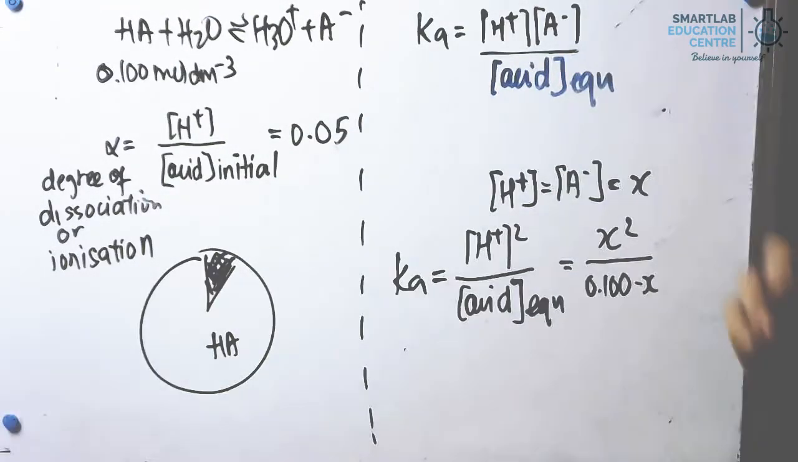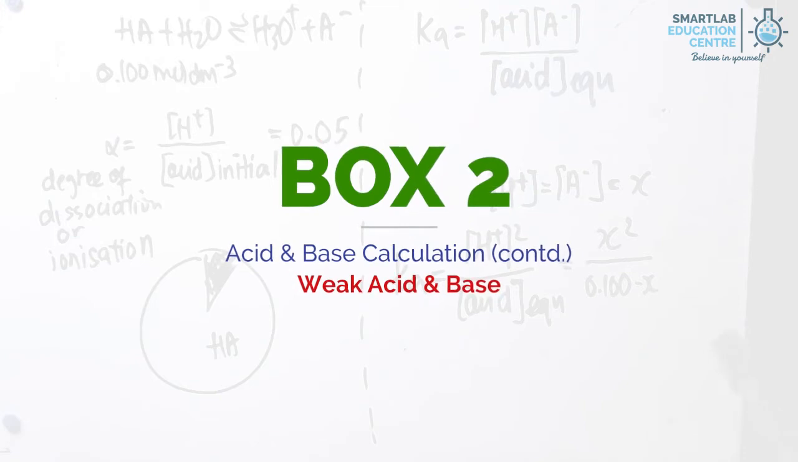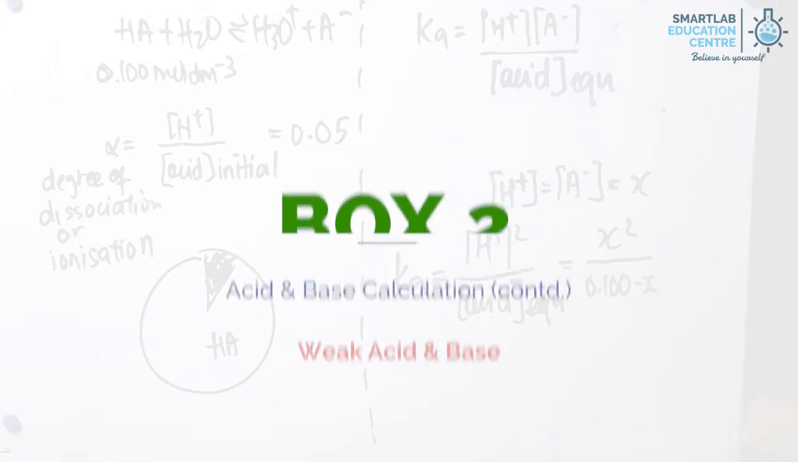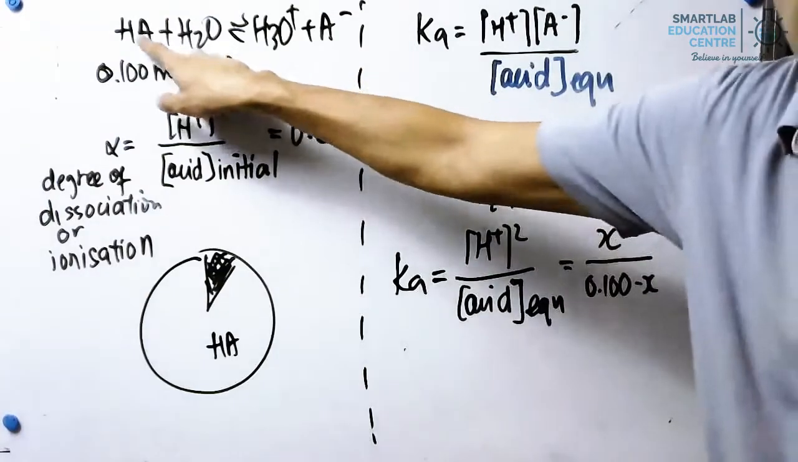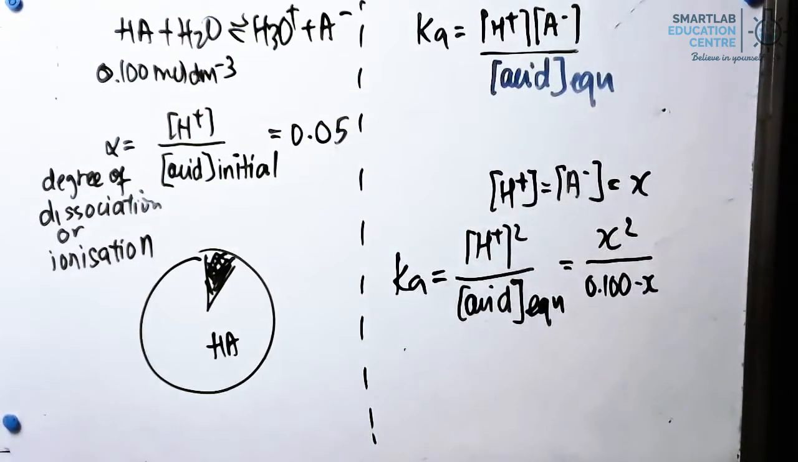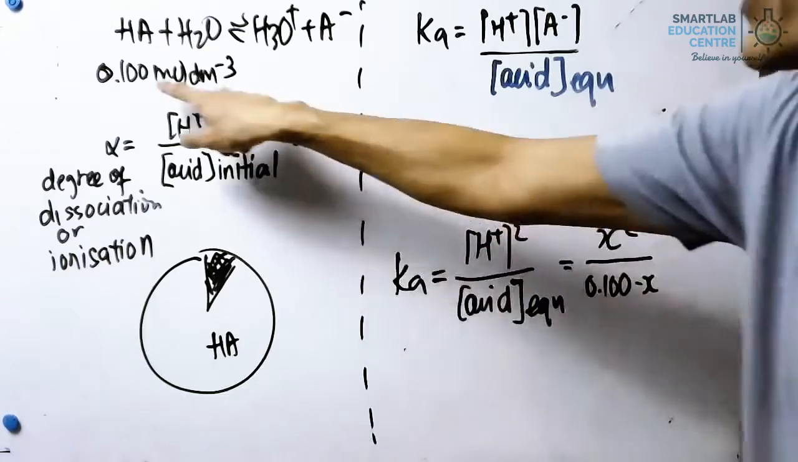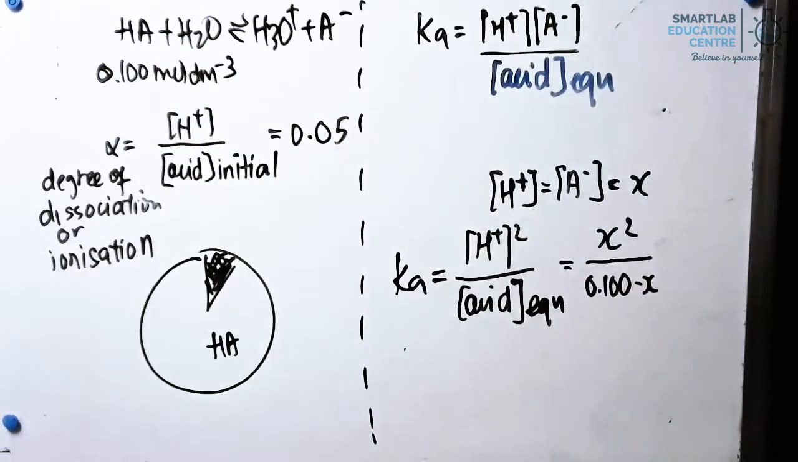Hi, let's continue with the calculations for acid and base. In this part, we are going to look at the formula that you can use to calculate the pH of weak acid and weak base. To start off, we have a weak acid undergoing dissociation. We start off with a concentration of 0.1 mole per dm cube.